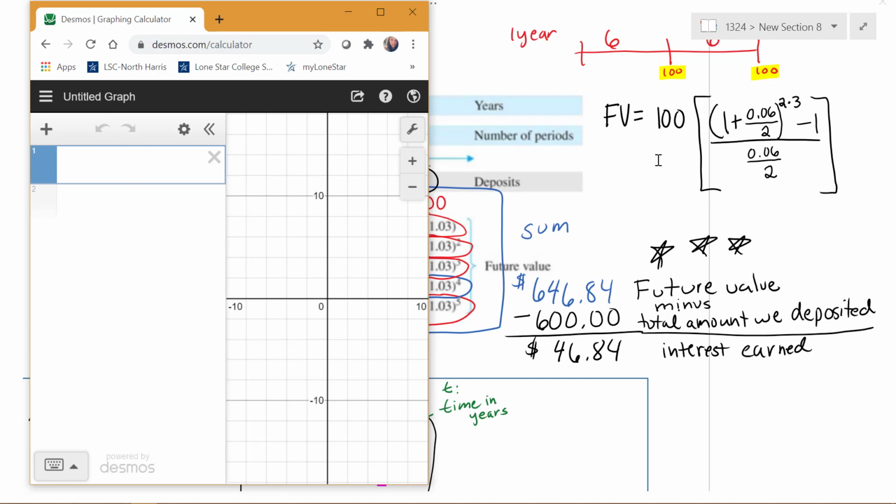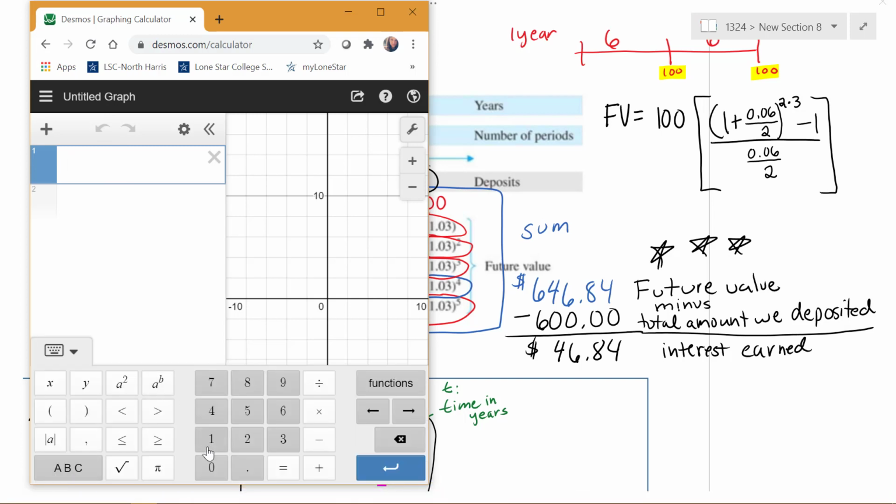Alright, so here I have Desmos. I'm going to type in 100. I'm going to multiply that times, I need parentheses, and I'm just going to type in the top of that fraction. So inside the parentheses I'm going to do 1 plus 0.06. We're going to divide that by 2. You want to make sure that this looks almost identical to what we have here inside of those brackets. Okay, then we're going to come outside of the parentheses and I'm going to raise that to a power. And I'm going to put the power in the parentheses just in case. And I'm just going to type in 2 times 3. I'll let my calculator do all the work for me.